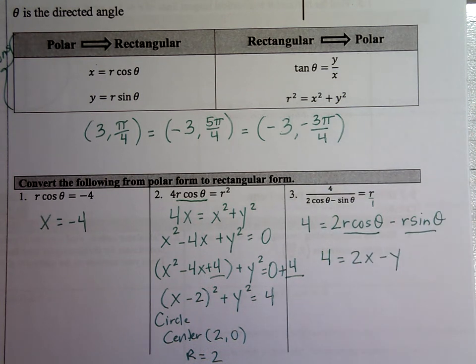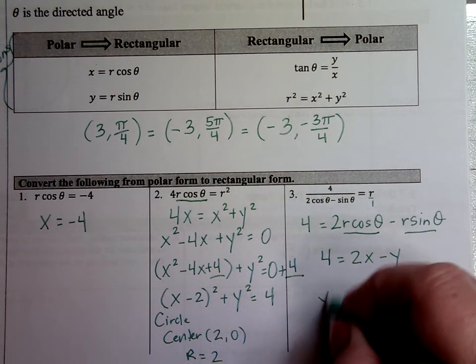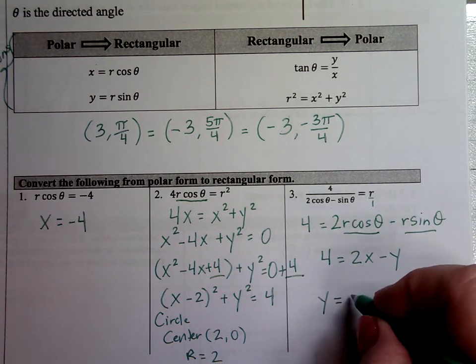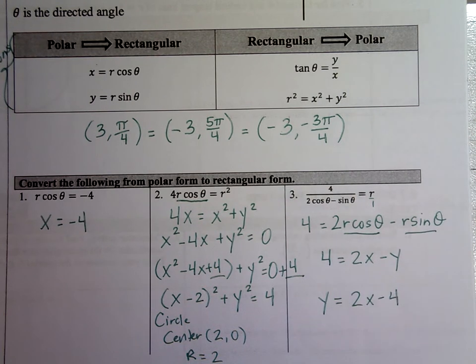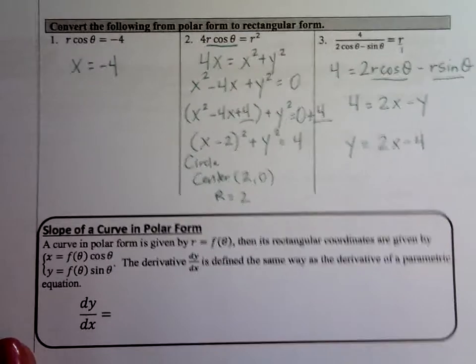This could be one of those multiple choice questions that you could see in a lot of different forms that are equivalent. So maybe you might see it as y equals 2x minus 4, but they're one and the same thing. So no big deal. All right, next thing is slope of a curve in polar form.